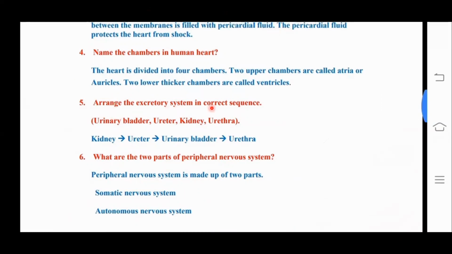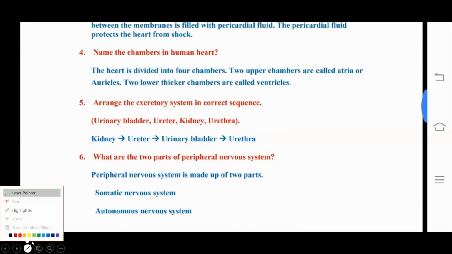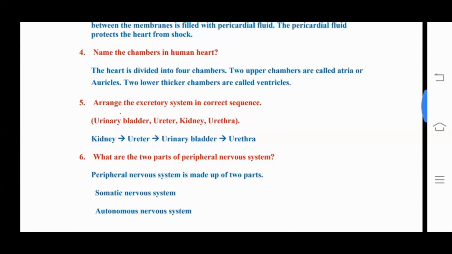Arrange the excretory system in correct sequence. We want to arrange these in correct sequence: urinary bladder, urethra, kidney, ureters. First, the kidney is the first organ, then the ureters and the urinary bladder. See, friends? The kidney is first, the ureters second, the urinary bladder third, and the urethra fourth.